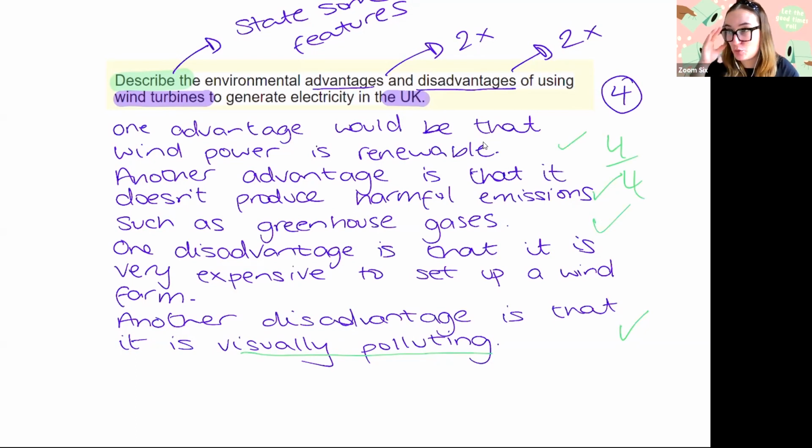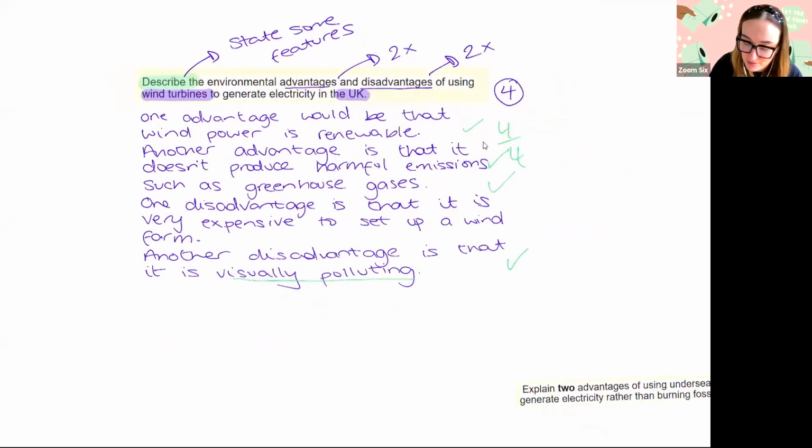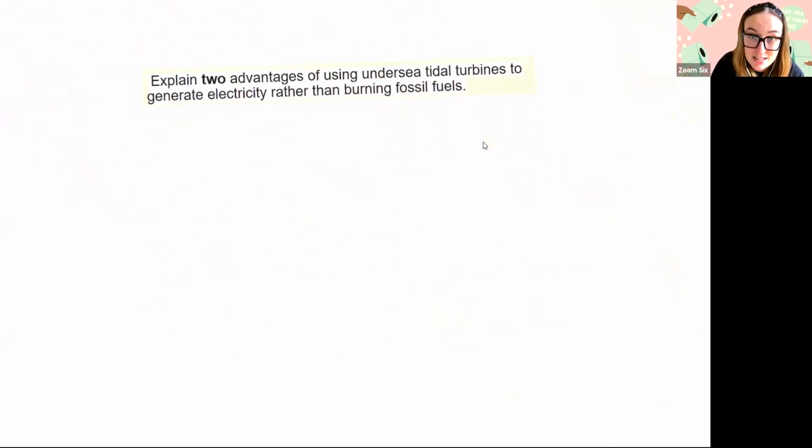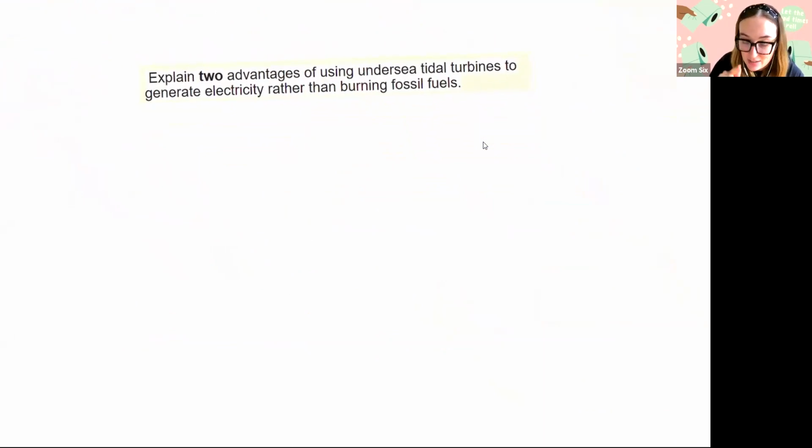We're nearly done, guys. I just want to show you this one more question because it's very similar to this one, but there's one word difference, which is really, really important. So what I'm going to do now in my very cool app that I love, so you'll be seeing it a lot, is we're going to look at this question. Okay, now this question is about advantages only, and this question is also 4 marks. So it says, explain 2 advantages of using undersea tidal turbines to generate electricity rather than burning fossil fuels.